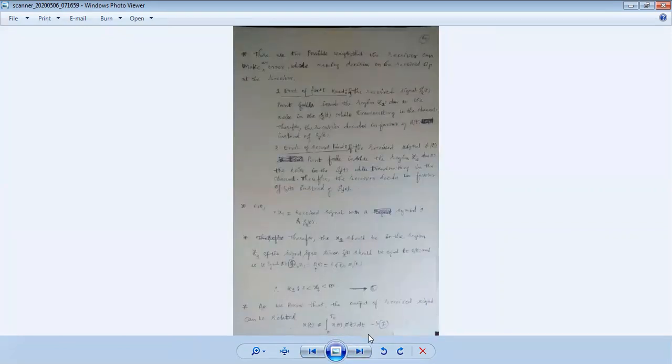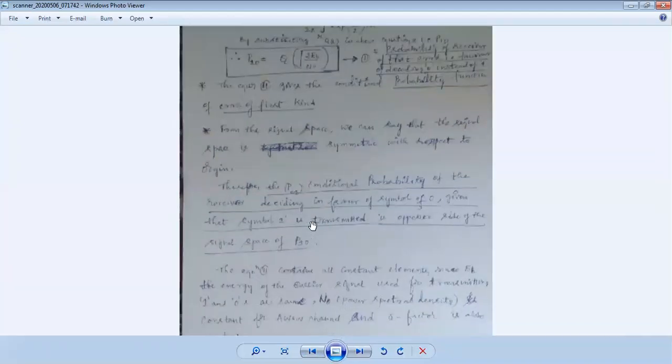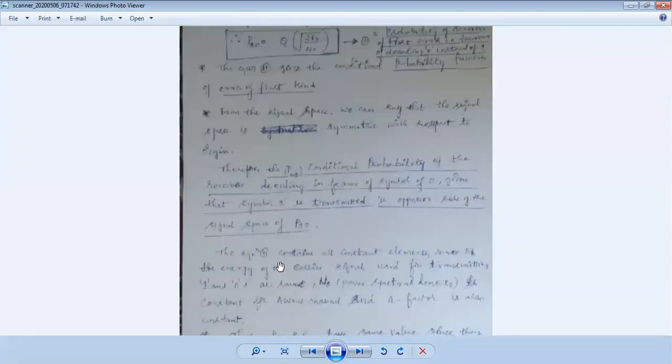We'll get back to this equation, substituting that. So look back: the conditional probability of the receiver deciding in favor of symbol 0, given that the symbol transmitted is the opposite side of the signals with the 1. So this equation gives the conditional probability function of the error of the first gate. Look back here, very clear.